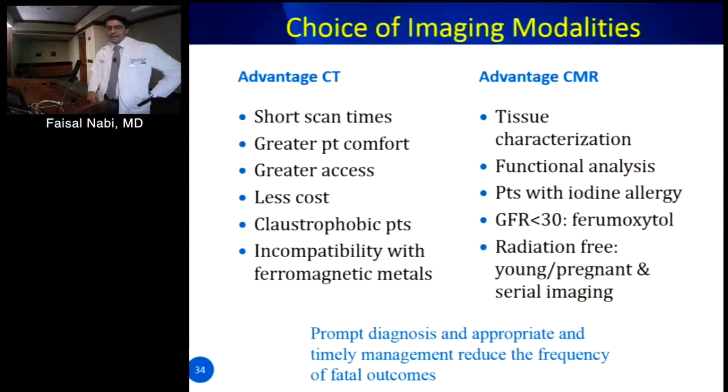Cardiac MRI has the advantages of tissue characterization. It also provides functional hemodynamic information similar to echo. You can use it in patients who have iodine allergies. We can use ferumoxytol in those who have a GFR less than 30. And one thing that's very important in choosing is if you have young patients or pregnant patients or patients you're going to be following with serial imaging for many, many years, definitely CMR has a strength there without repeated radiation insults.